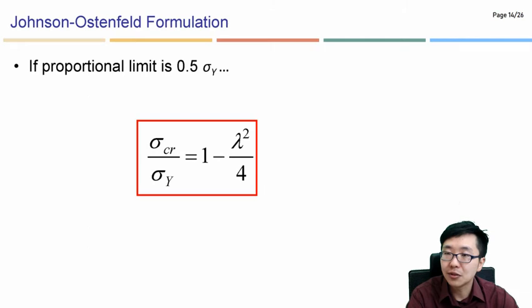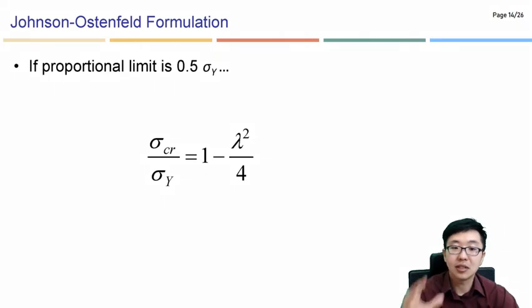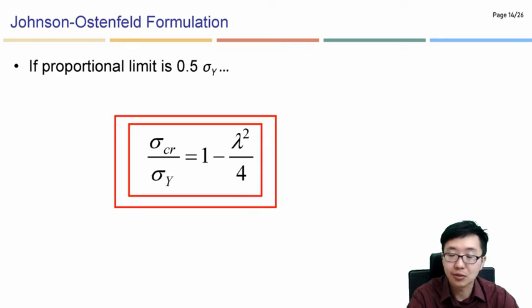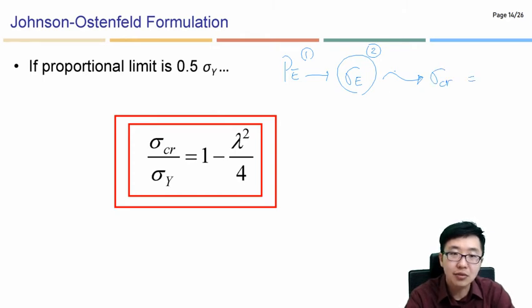So basically, Johnson-Ostenfeld and previous formulations, everything is connected, but all the detailed derivation, you can find in the lecture note, but this is practically used in real shipyards. That's why I'm asking you to remember this slide. So the way is, PE, number one, elastic buckling strength. Number two, and then it can be converted to critical buckling strength. Sometimes it will be the same as elastic buckling. Sometimes it will be changed, modified like that.